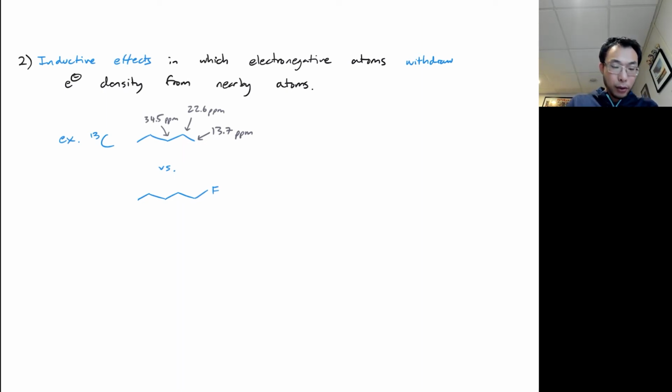We can compare that to fluorine, where fluorine is so electronegative it makes this difference much more obvious. And what you see is the carbon directly attached to the fluorine, that's shifted a lot. So from the default of somewhere between 13 and 35, we're going all the way to 84 ppm. The next carbon over at 30.6 ppm still feels a little bit of the electronegativity of the fluorine, but it's definitely significantly less. And then the central carbon is feeling even less than that.